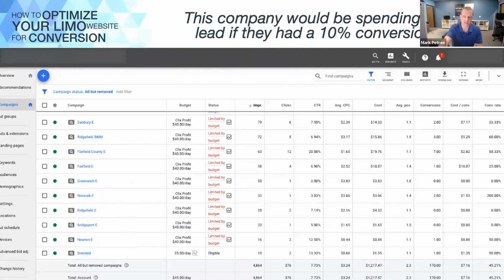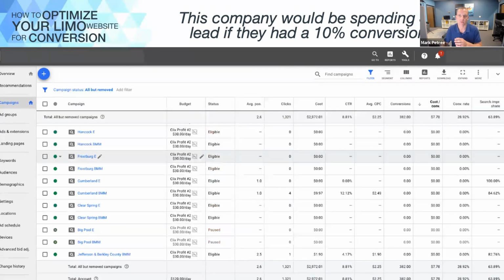So this business is spending $7 a lead. So if they're getting 1 in 5 of those leads to convert into a customer, they just went from spending $160 to acquire a new customer to spending, what is that, about $35. So a massive difference, especially when we're talking hundreds and hundreds of leads. That can really add up pretty quickly.